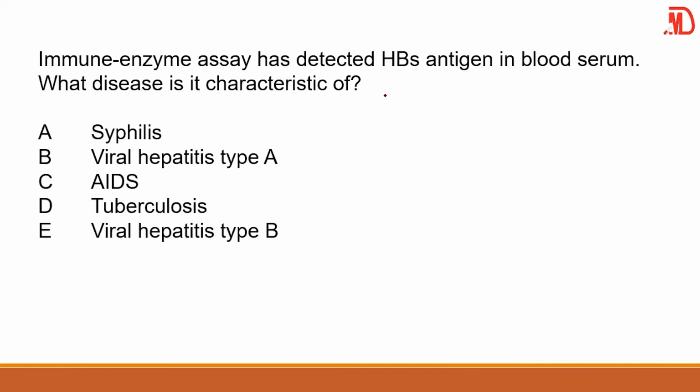Immune enzyme assay has detected HBs antigen, hepatitis B surface antigen, in the blood serum. What disease are you looking out for? Guys, they've told you. They said hepatitis B surface antigen. What's your answer? Viral hepatitis B. Exactly. I don't even know why this is a question. Your answer is E.